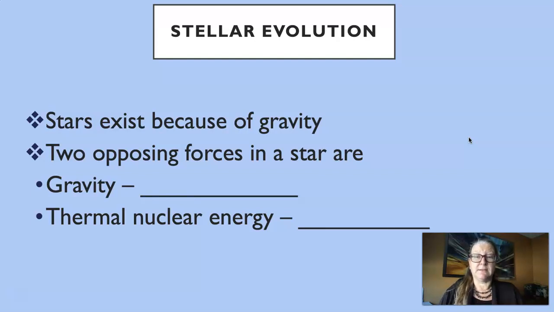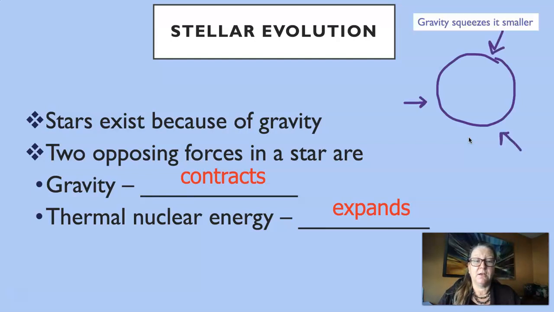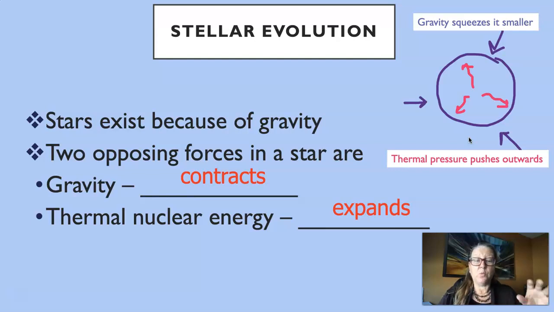For any star that's existing, there are two opposing forces working on it. There's gravity, which is trying to pull that star tighter and tighter, and then there's thermal energy from the nuclear reactions that's trying to push it outward. Here's a little sketch of a star. Gravity's trying to squeeze it smaller. Thermal pressure pushes outwards, trying to make it bigger. And once these two things are balanced, then we have a stable main sequence star.